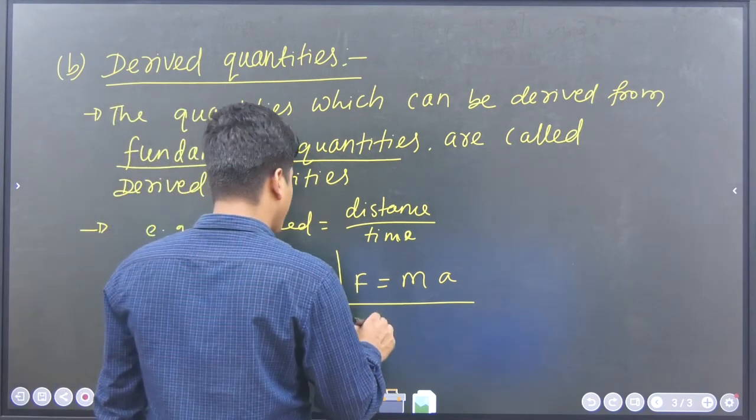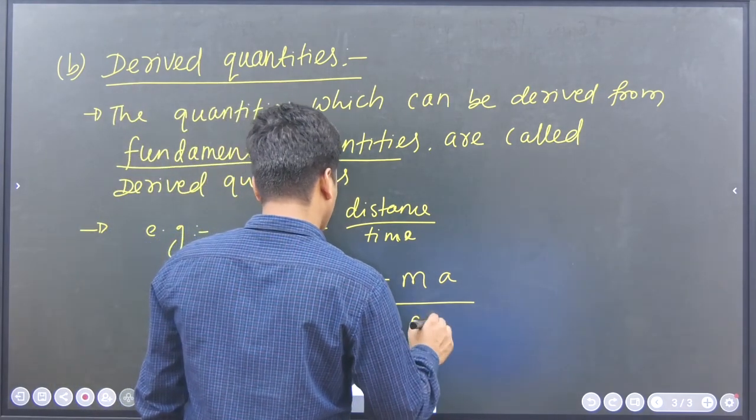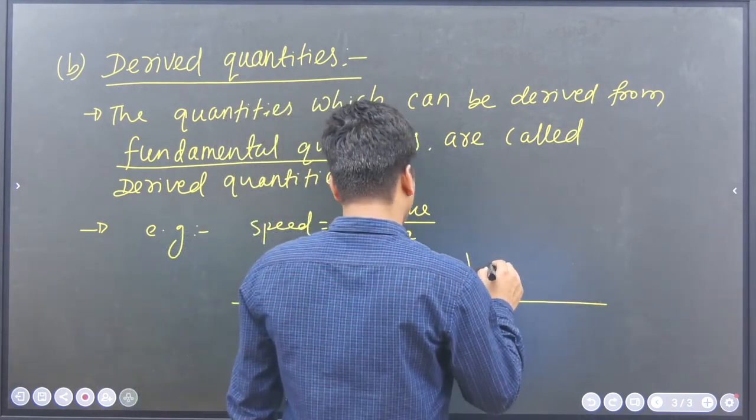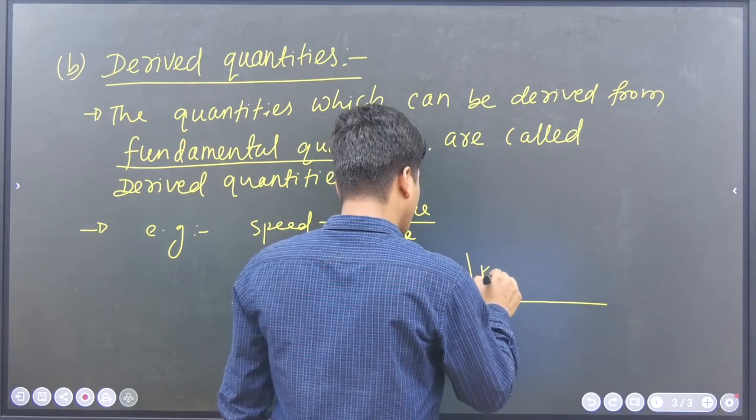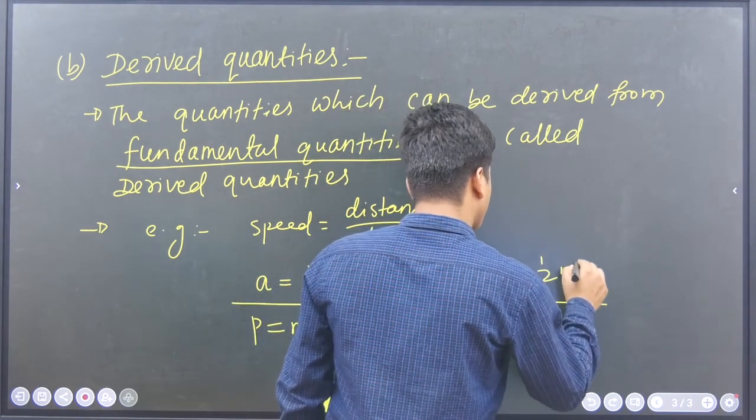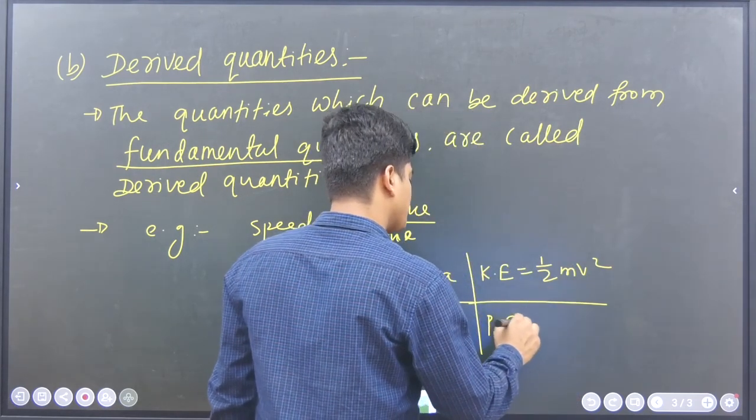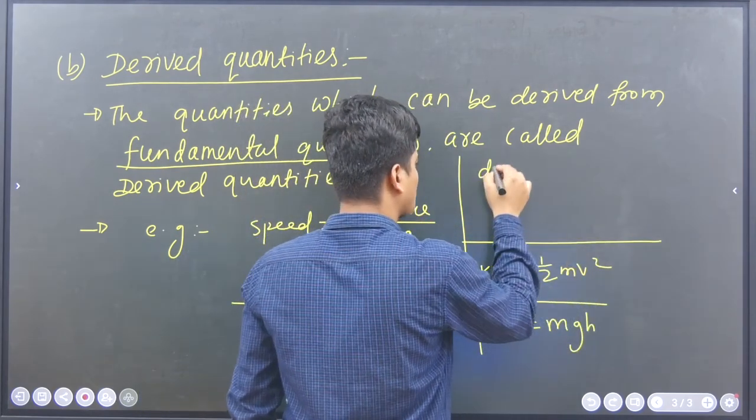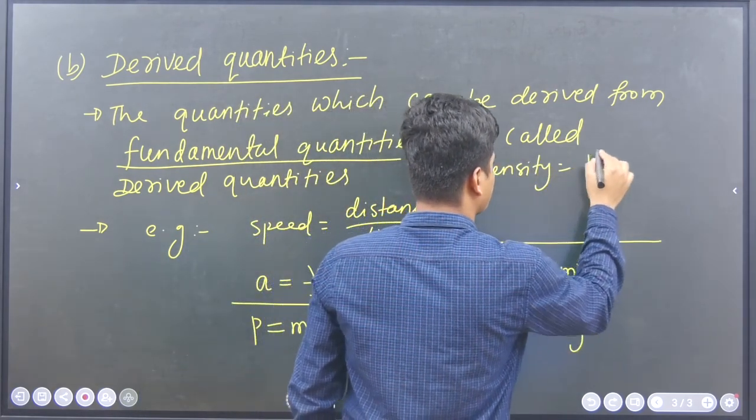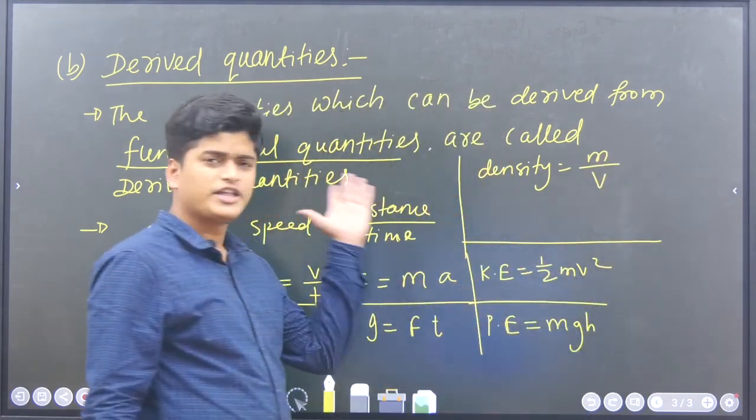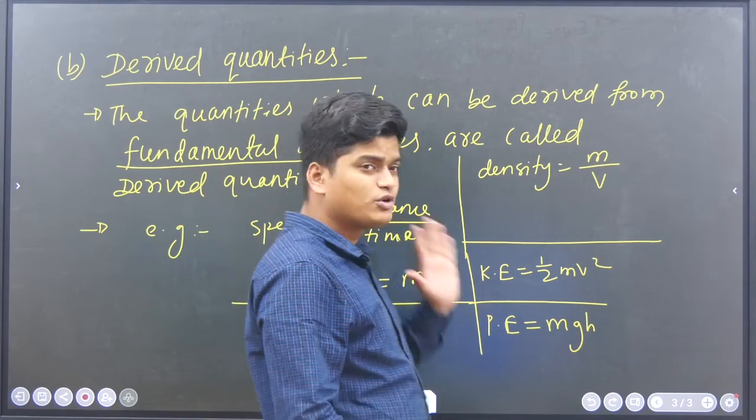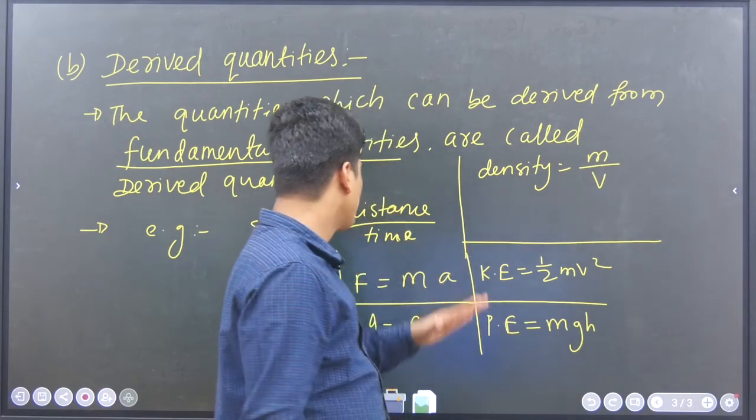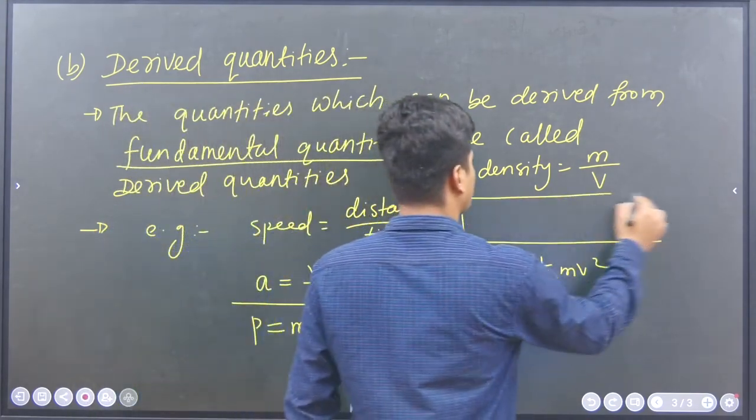Suppose I am writing impulse is nothing but force into time, and there are many physical quantities I can write. Here suppose I am writing kinetic energy, nothing but half mv square. Suppose I want to write potential energy, potential energy is nothing but mgh. Suppose I want to write here density is nothing but mass by volume. There are many derived quantities, but we have some specific fundamental quantities, that one we will try to see in SI base quantities, then after we will go to this type of quantities. So, density is basically nothing but mass by volume.